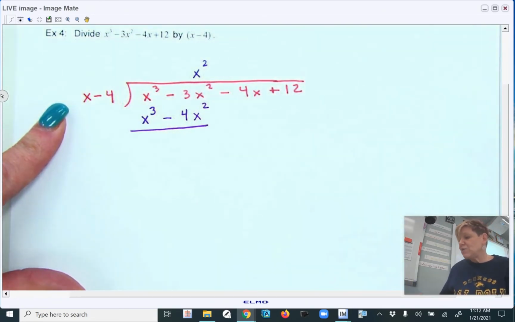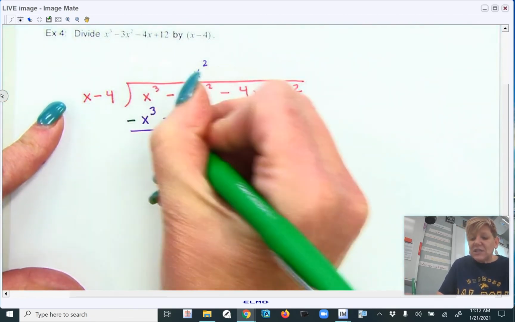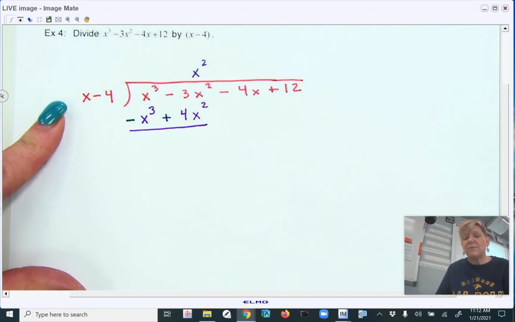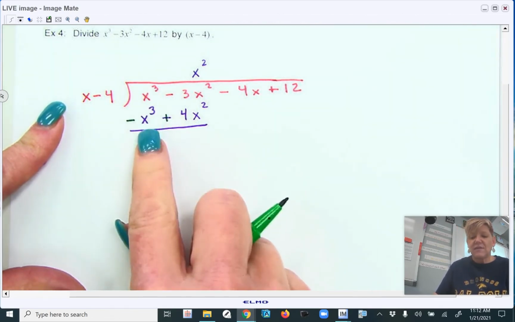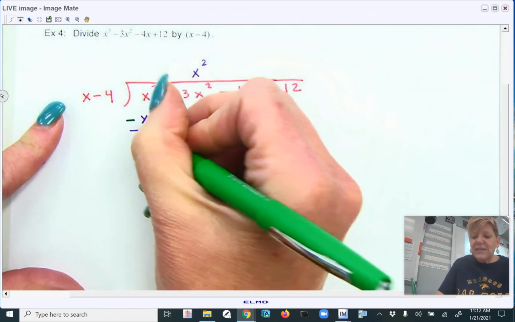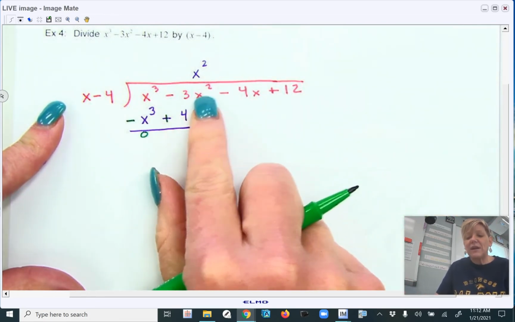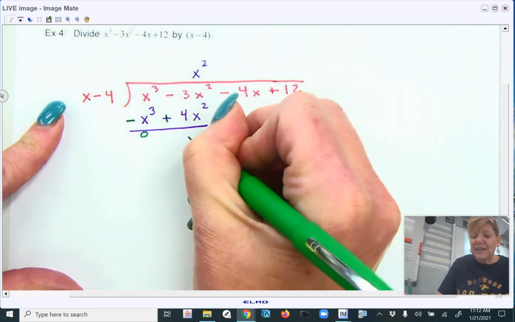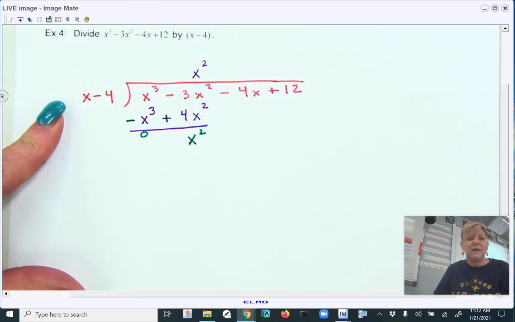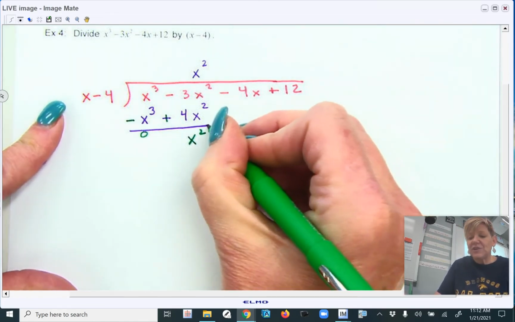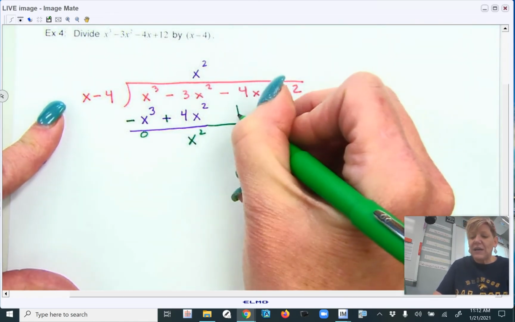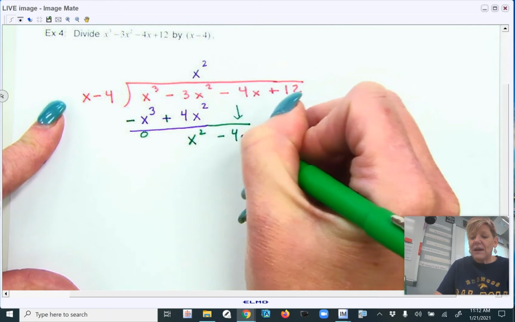And then you are going to subtract, which changes these two signs. It's the most common mistake. This first term always needs to come out to be a 0. Here you're going to have negative 3x squared plus 4x squared, and that's going to give you 1x squared. I'm just going to write x squared. And then what do you do next? Well, you need another term, so you bring down the negative 4x.